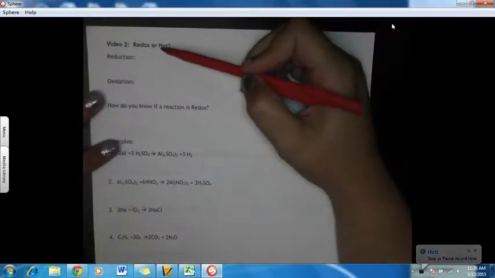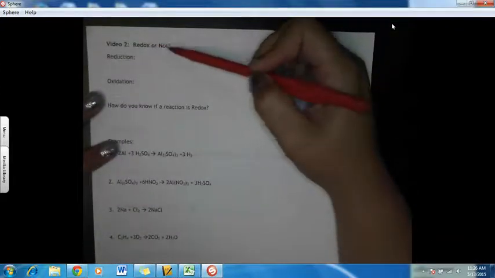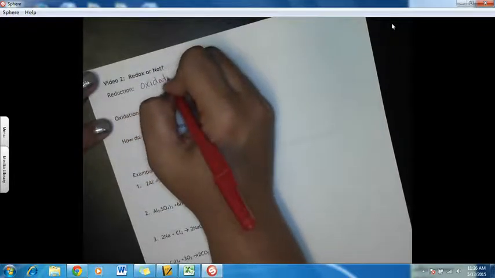Alright, next we're going to learn about how to tell if a reaction is a redox reaction or not. So what does it mean to be redox? Redox stands for reduction oxidation. So reduction means that we have a reduction in our oxidation number. So our oxidation number decreases.